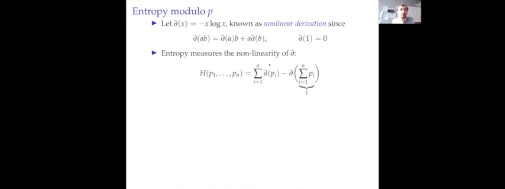Okay, and so now, using this nonlinear derivation, you can write the normal entropy. You can think of it as that. Actually, the entropy measures the nonlinearity of this function, because the first term here is just the normal term that defines entropy, so this is minus p log p, and the second term here is actually zero, because if this is a probability distribution, then this is one, and then this delta one is zero.